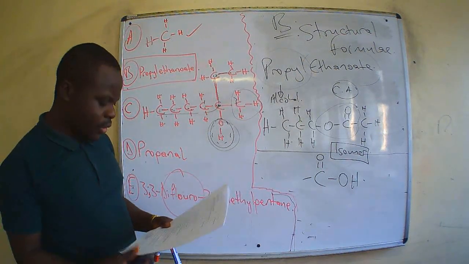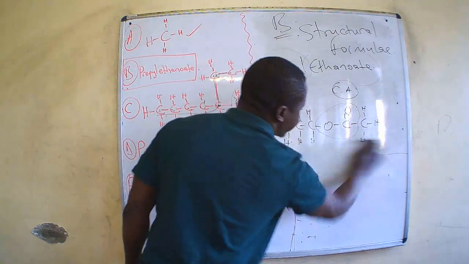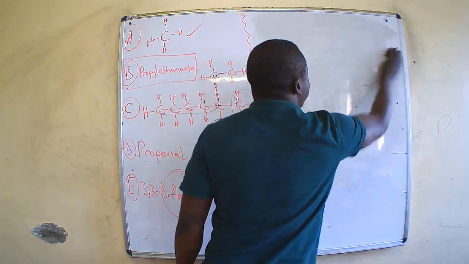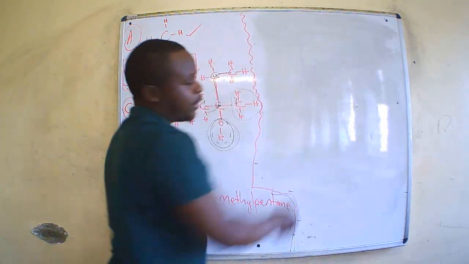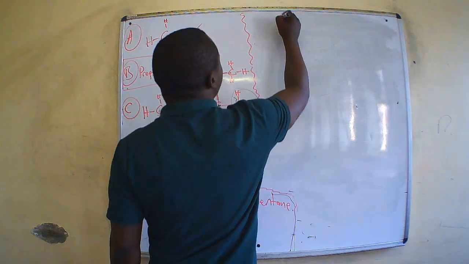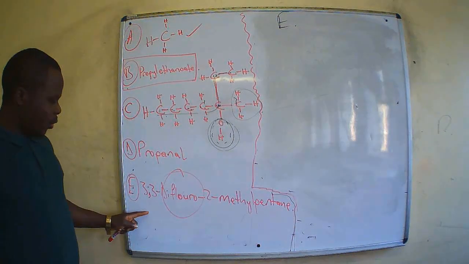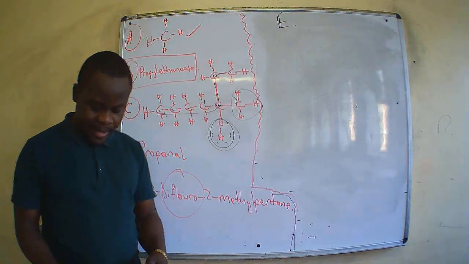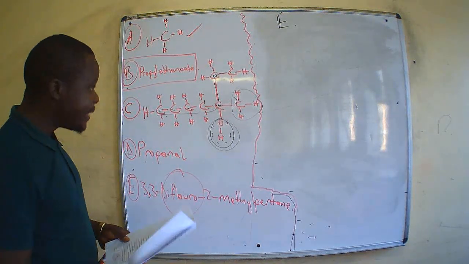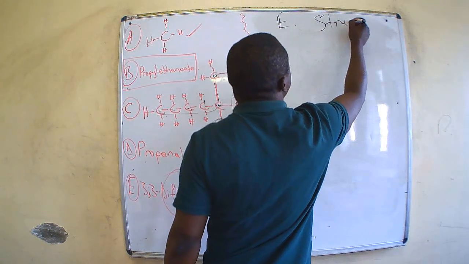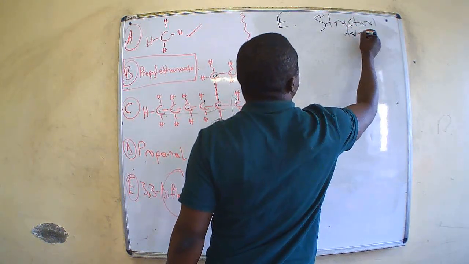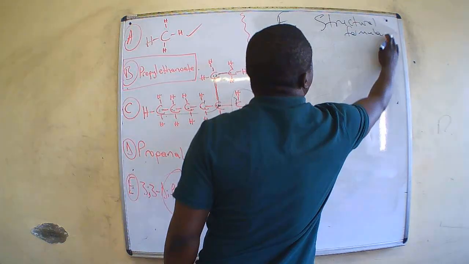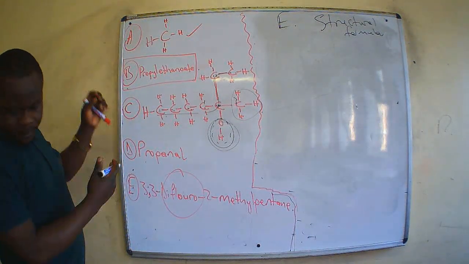Let us move on to the next question, which is 2.4. On question 2.4, which organic molecule are we dealing with? We are dealing with organic molecule number E, which is 3,3-difluoro-2-methylpentane. The question is, write down the structural formula of compound E.